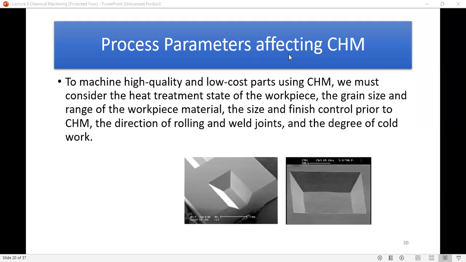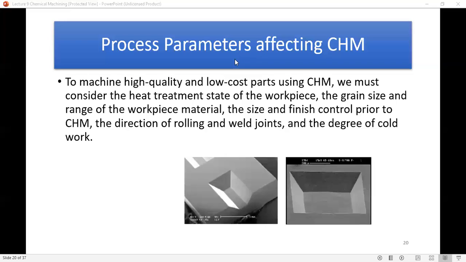Let's continue. Again, as mentioned just now, whenever you want to machine a certain workpiece using this particular process, its initial conditions will dictate what's going to happen to the surface, in terms of the quality, the surface roughness, and so forth.